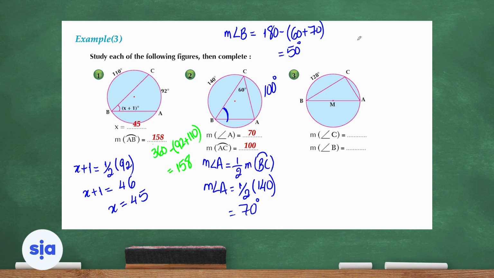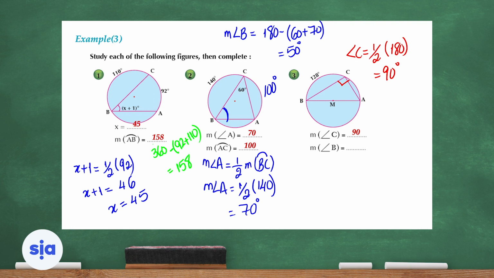For question number 3, the first required angle is angle C. As you can see, angle C is an inscribed angle whose subtended arc is arc AB, which is a semicircle. So angle C is half the 180. So it's 90 degrees. So the measure of angle C is 90 degrees.